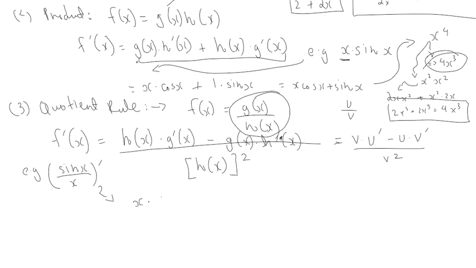So we differentiate sine x and we get cosine of x. We put a minus in the middle and then we keep sine x constant, right? And differentiate x, which is 1. But we divide this entire thing by x squared, which is basically v squared, or h of x squared. And what we get is basically x cos x minus sine x divided by x squared.